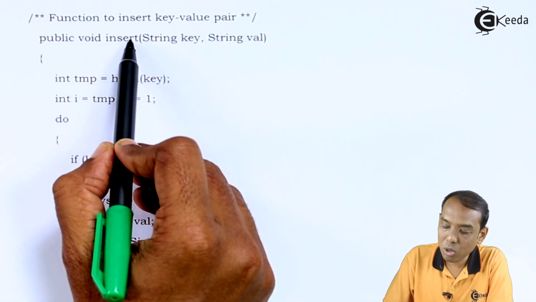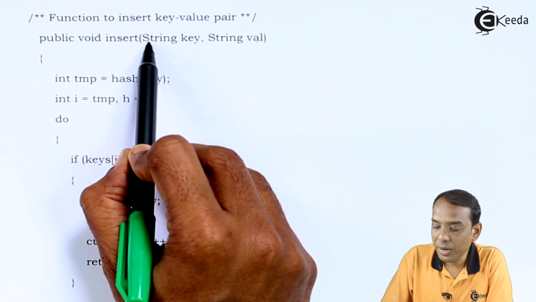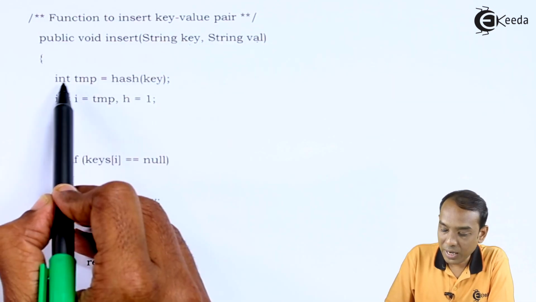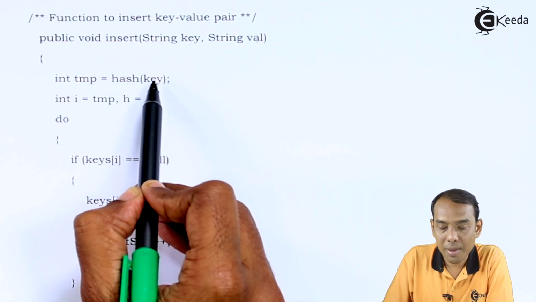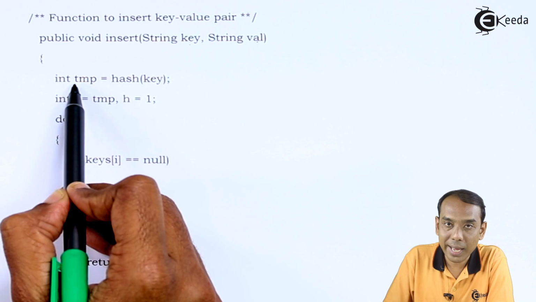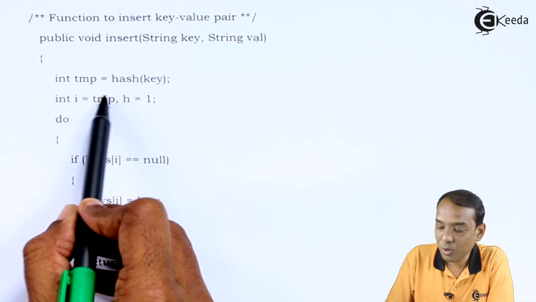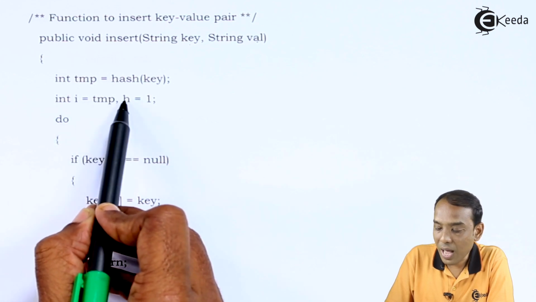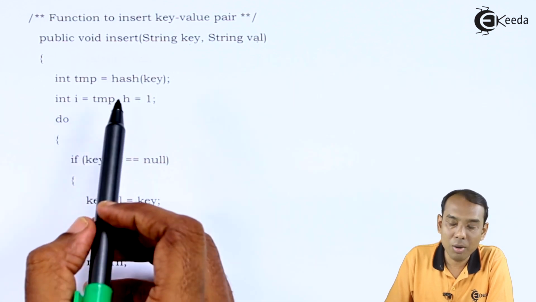I have defined a function called insert with the parameters key and value of the return type string. First, I will transfer the key. We write down int temp equal to hash function is called with the parameter key. So this value is transferred to the temp. Then we are going to write down the values. First, I transfer this temp to I. We write down int I equal to temp and h equal to 1. This is to calculate the quadratic polynomial.